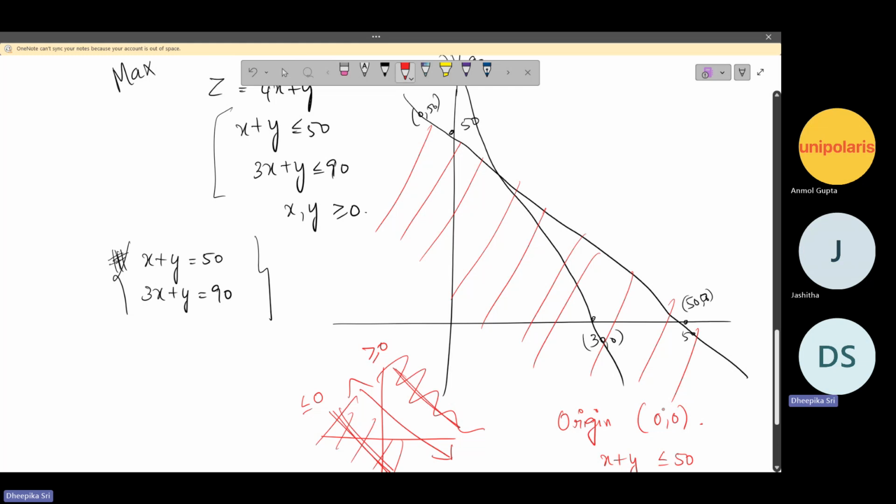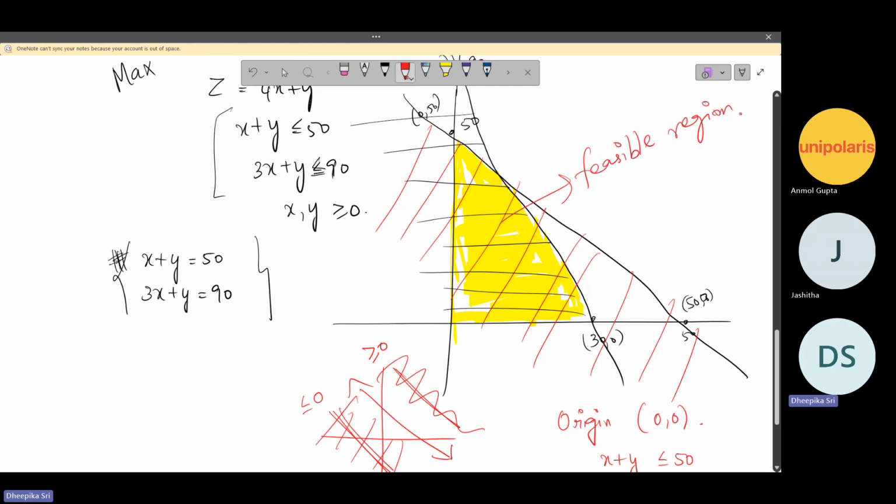What about the second one? Which side should I shade? It's towards the origin. Yes, towards the origin again. So now the intersection of these two shaded regions is going to be my feasible region. Look at the intersection, see this part. This region, which is the intersection of these two inequalities, is called the feasible region. So we will have our solution in this feasible region only.